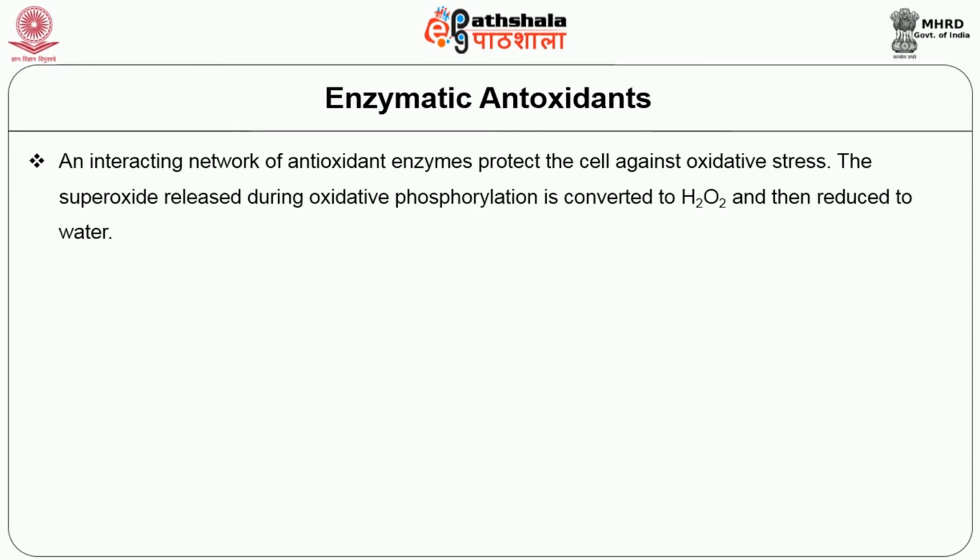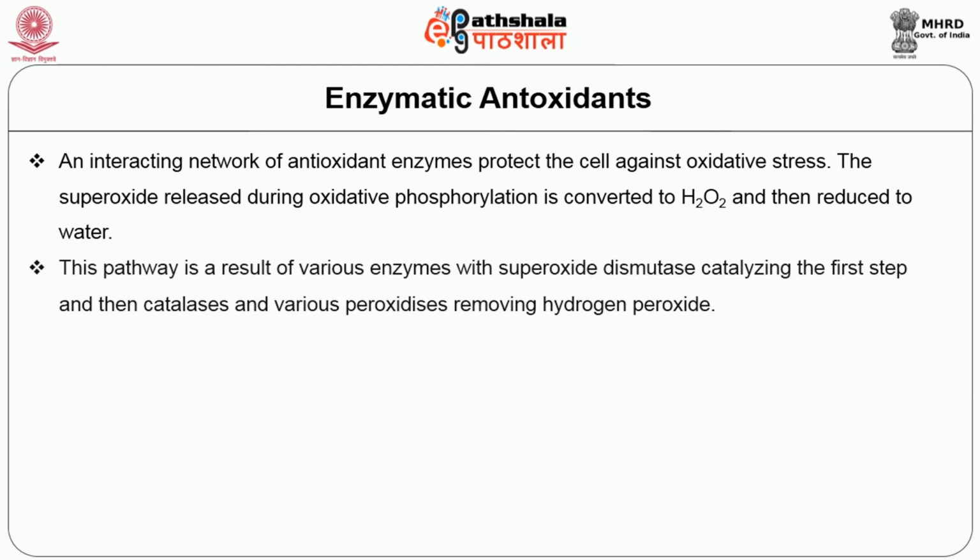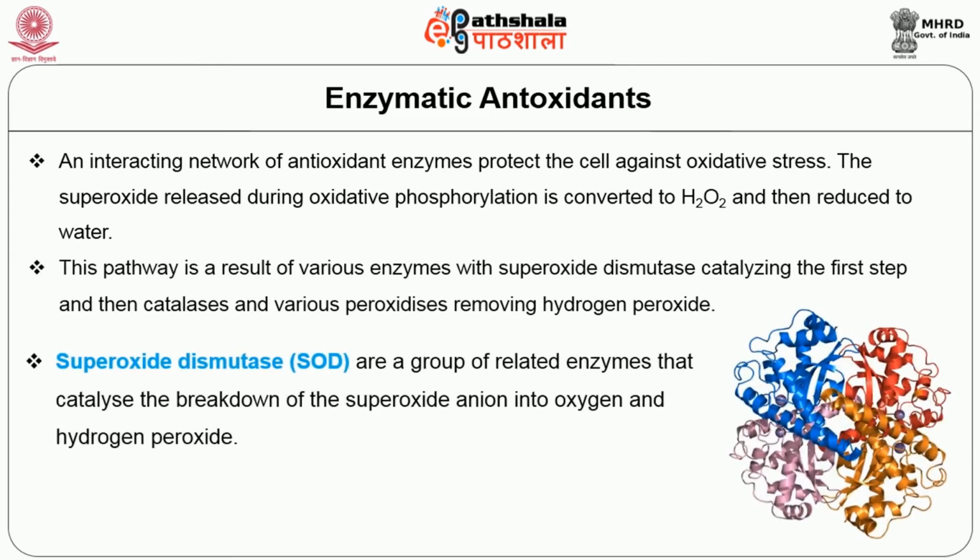An interacting network of antioxidant enzymes protects the cell against oxidative stress. The superoxide released during oxidative phosphorylation is converted to hydrogen peroxide and then reduced to water. This pathway is a result of various enzymes, with superoxide dismutase catalyzing the first step and then catalases and various peroxidases removing the hydrogen peroxide. Moving on to superoxide dismutase, which is a group of related enzymes that catalyze the breakdown of the superoxide anion into oxygen and hydrogen peroxide.